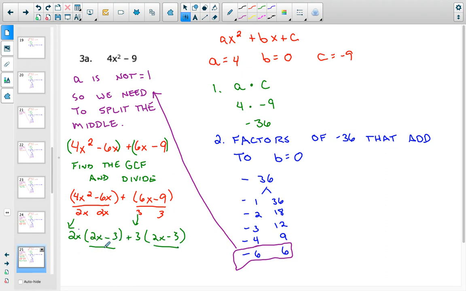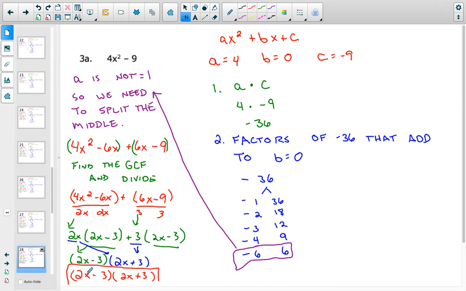What I'm going to do next is factor one of these 2x minus 3's out. I'm going to take one out, and I'm going to rewrite it out front here. And then whatever is left over is going to go into my second parenthesis. So I have a 2x here and a 3 here, a positive 3. So 2x, positive 3 goes in my second parenthesis, and my answer in factored form is 2x minus 3 from here, 2x plus 3 from right there.